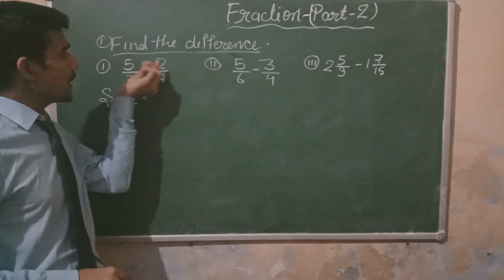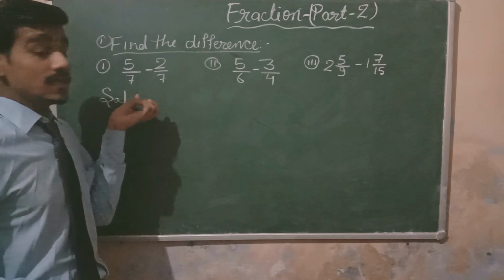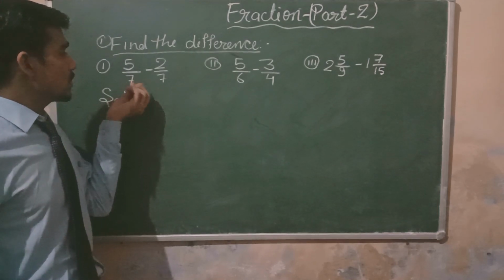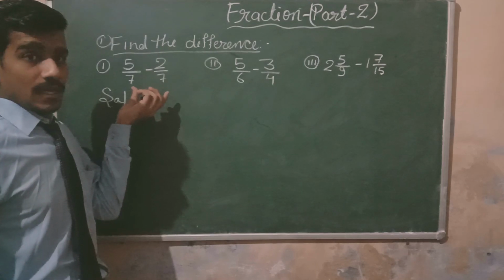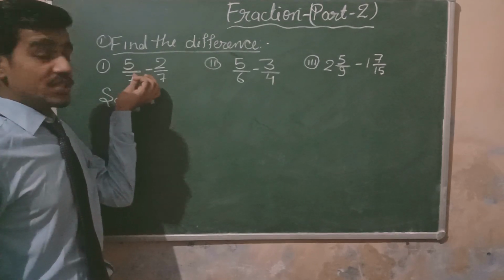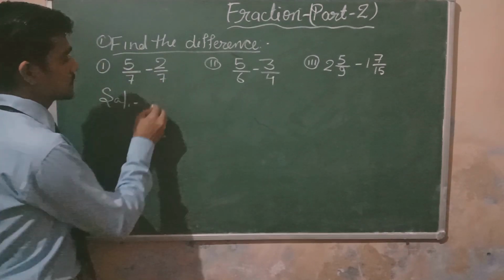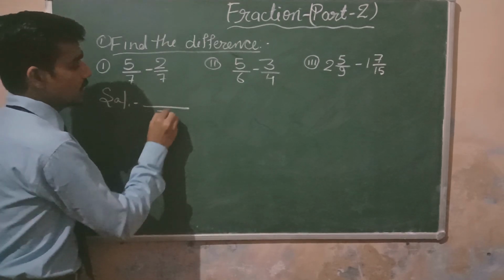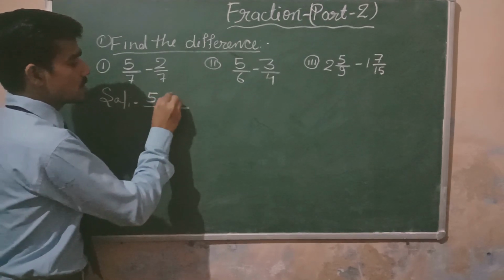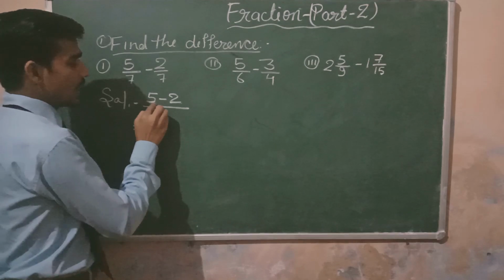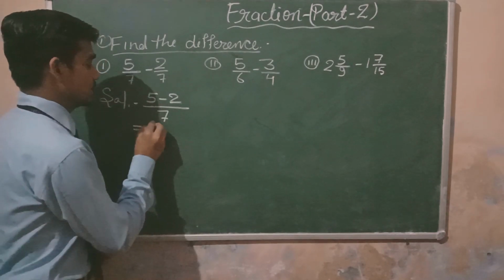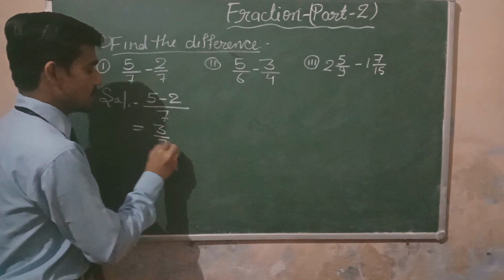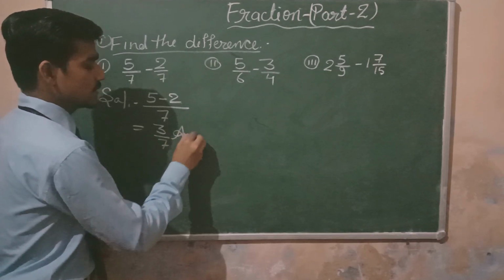Here 5 and 2 are numerators and 7 is the denominator. You can see both denominators are the same. That's why you will subtract only the numerators. Take LCM 7. 5 minus 2. Clear? 5 subtracted by 2 we get 3. 3 upon 7. This is your answer.